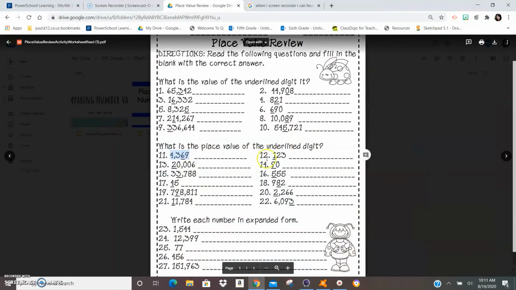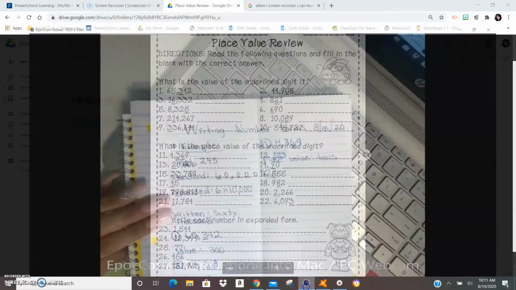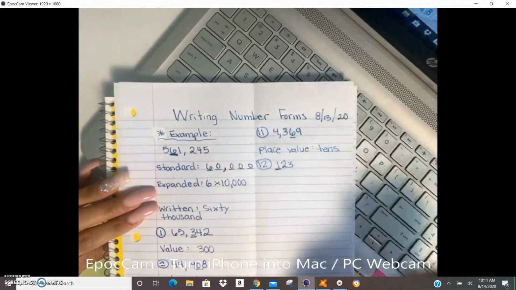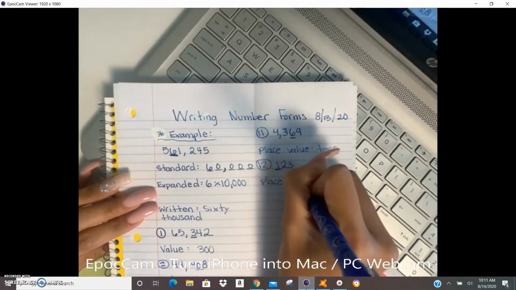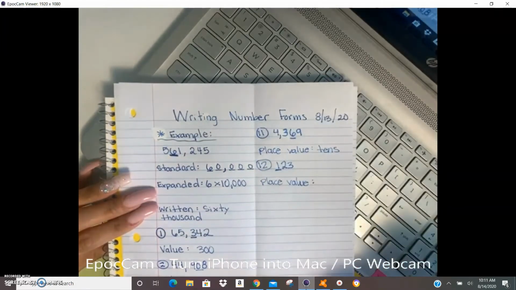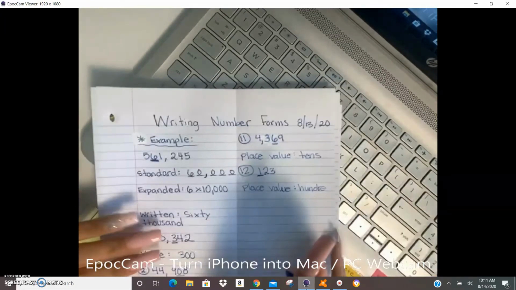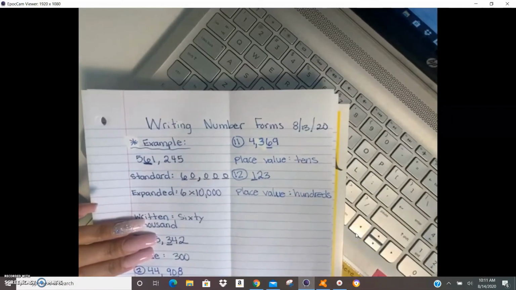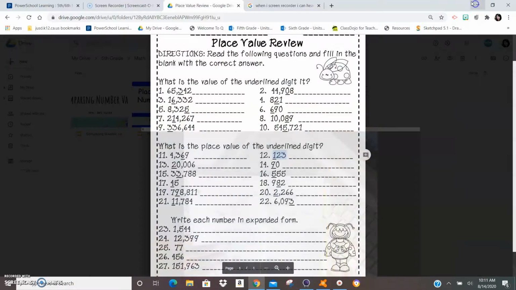Number 12 is 123, and they have this place value underlined. So for place value, I need to write what is the location of that place value. Well, it's the hundreds. Right? Okay, so those 2 examples.